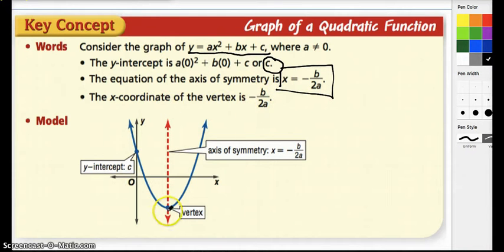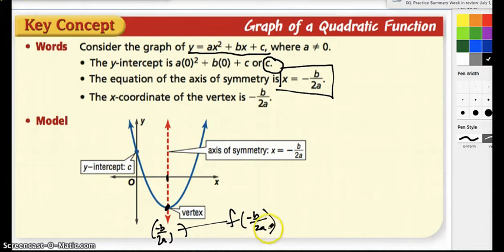If this is the axis of symmetry, and the axis of symmetry is some value negative b over 2a, then we know that the x term here is whatever that number is, negative b over 2a, and therefore the x-coordinate of the vertex is going to be negative b over 2a. To find the y-coordinate, sometimes we use the symbol f of negative b over 2a, which is just a fancy way of saying plug negative b over 2a into the original equation for x and figure out the y value.